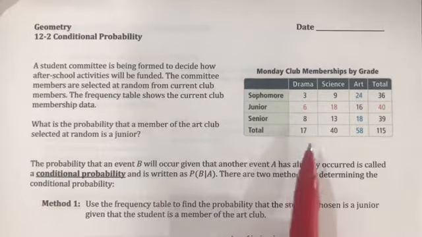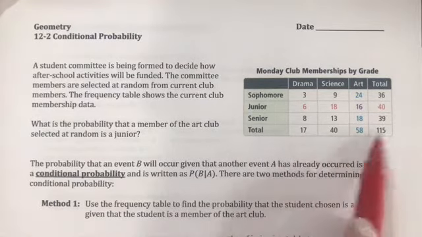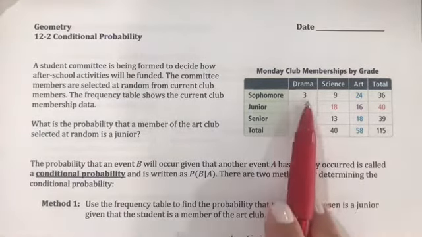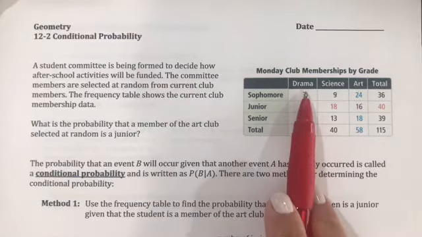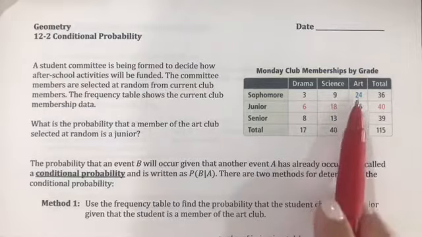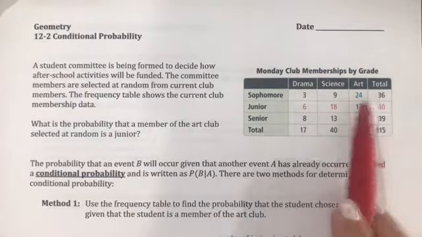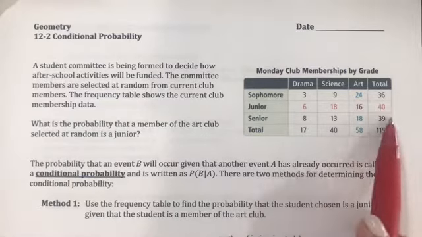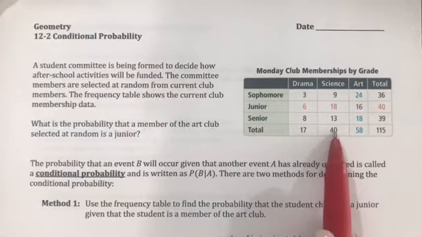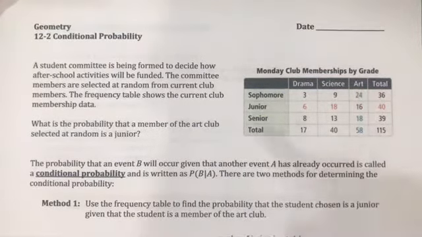Okay. So we have this table here. We've got sophomores, juniors, seniors. The totals are at the bottom, and it's split up into number of students in the drama club, in the science club, and then in the art club. And then you've got the total of each grade level across the top. So for example, that means there are 40 members in the science club, 58 members in the art club, etc.